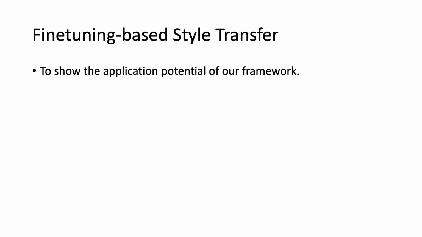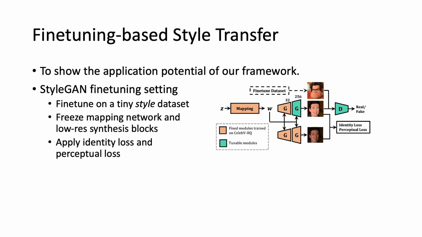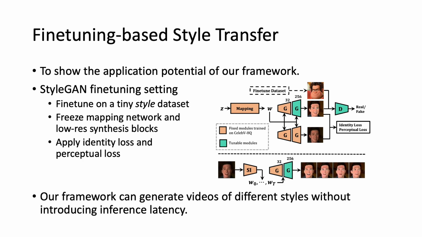Our framework is compatible with existing StyleGAN-based techniques, such as style transfer. The StyleGAN can be fine-tuned on a tiny style dataset. We freeze the mapping network and the low-resolution synthesis blocks to align the latent space distribution. Identity loss and perceptual loss are applied between generated images with and without fine-tuning. After fine-tuning, to generate videos of different styles, we only need to replace the original image generator. The transfer is plug-and-play and introduces no inference latency.